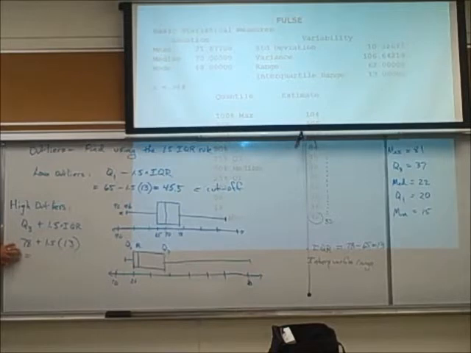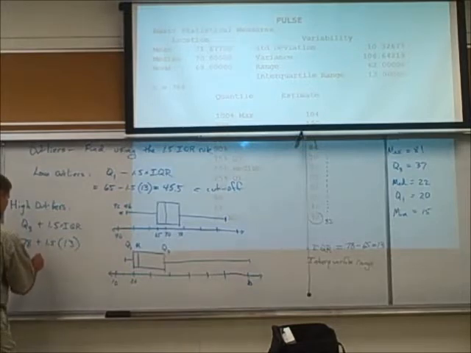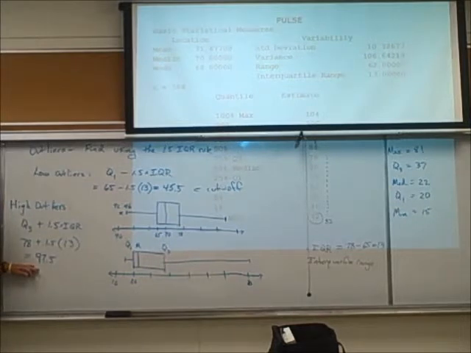Okay, now, who's got that number? 97.5. How much? 97.5. 97.5. So that's my cutoff for a high outlier. Anything that's bigger than 97.5, I'm going to call an outlier.